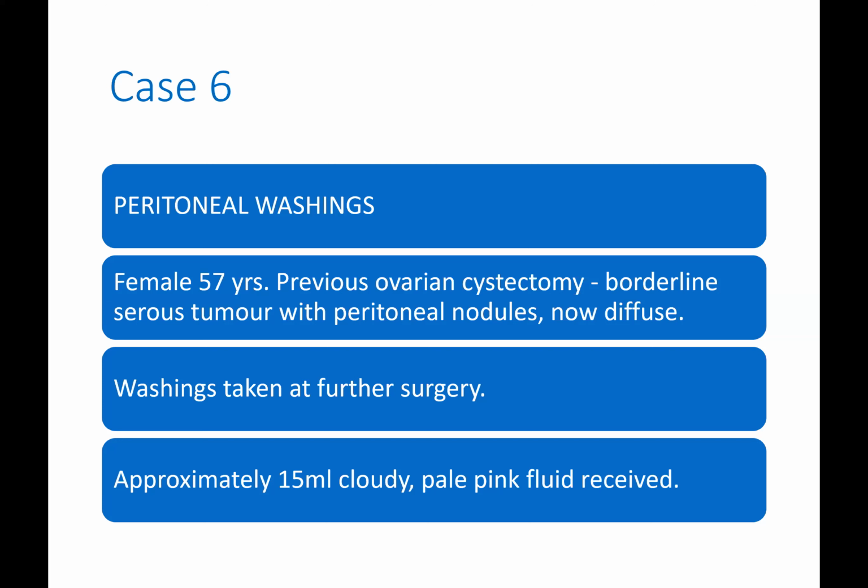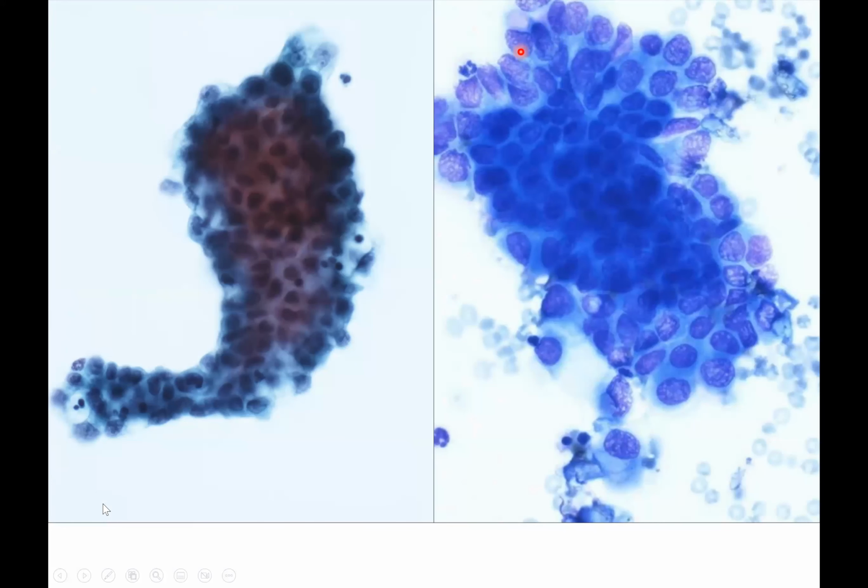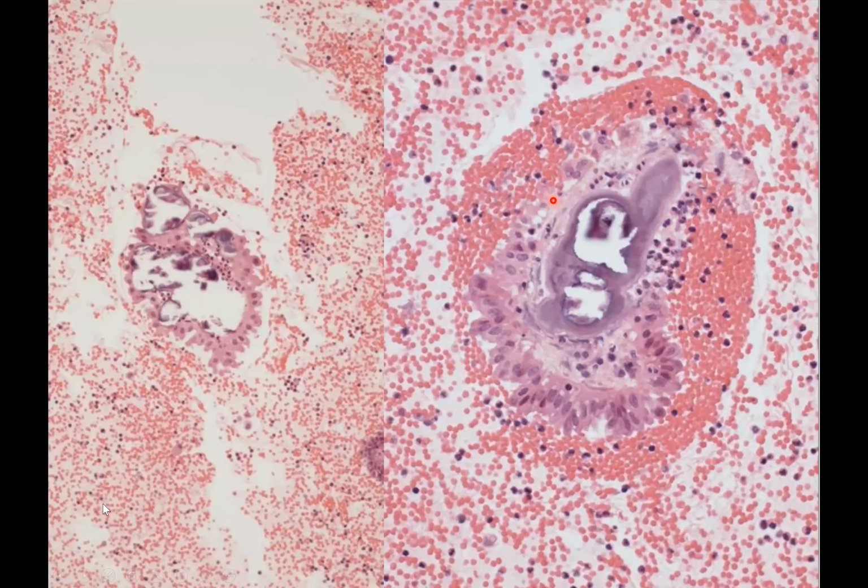This next case is from a female of 57 with a history of borderline serous tumour and ongoing peritoneal nodules. At low power, there are background mesothelial cells and inflammatory cells, but these very prominent papillary clusters. High power shows that these clusters contain cells showing really mild atypia, so they're not high grade looking. And on the cell block, we have obviously serous type epithelial cells surrounding a psammoma body.